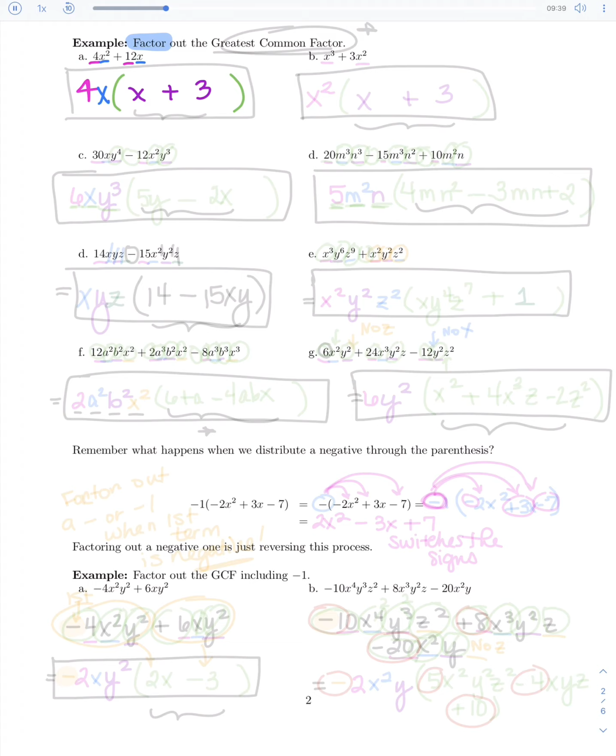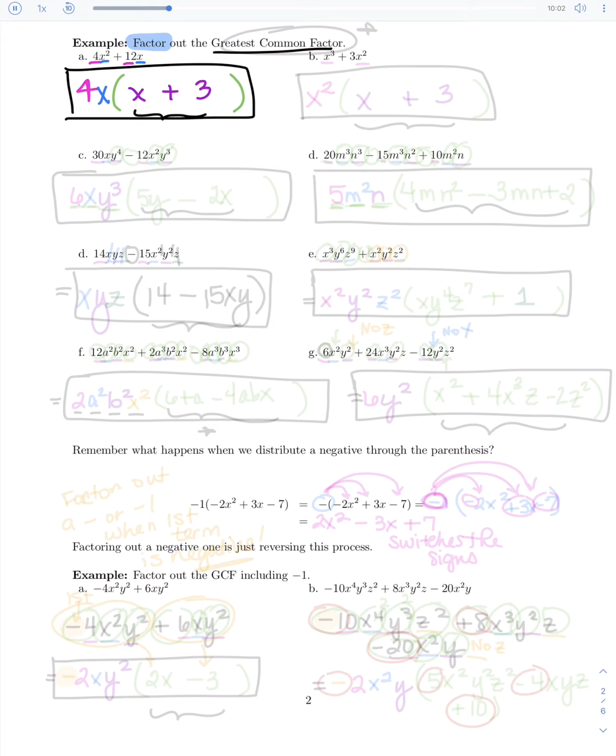And if I wanted to double check this, I could distribute the 4x back out and also make sure that these two pieces have nothing in common, because you're supposed to factor out the greatest common factor. But as long as they don't have anything in common, you've gotten everything you can and you're all done. So we are factored and that is our final answer.